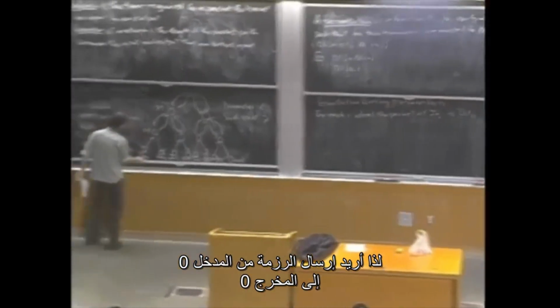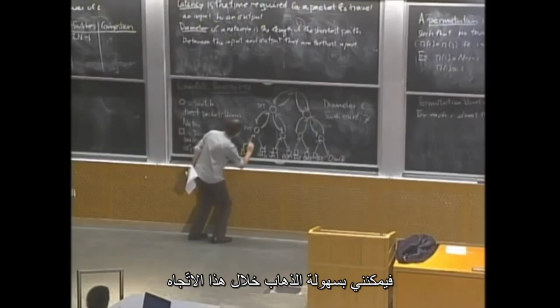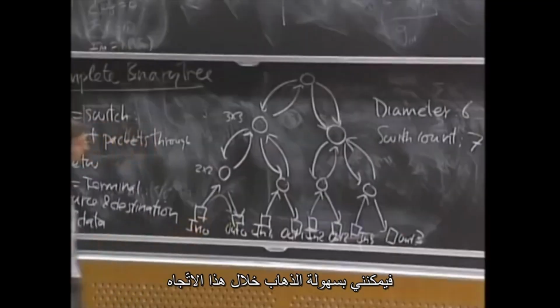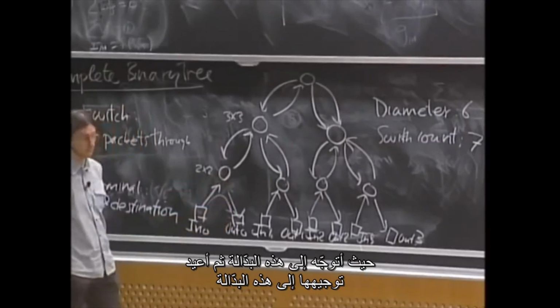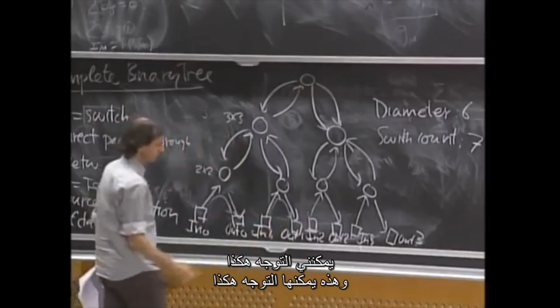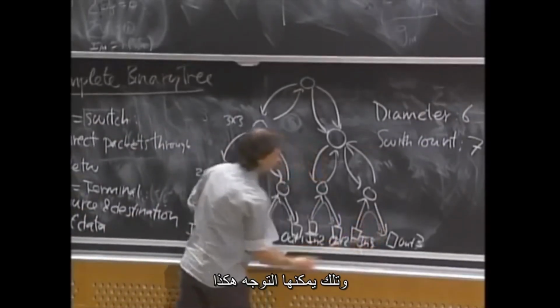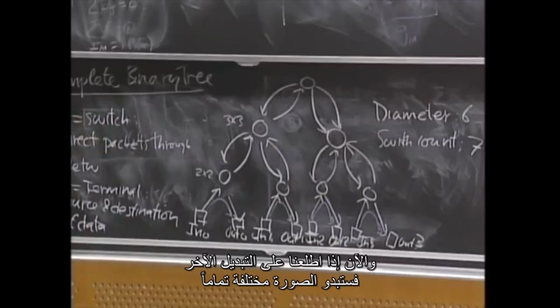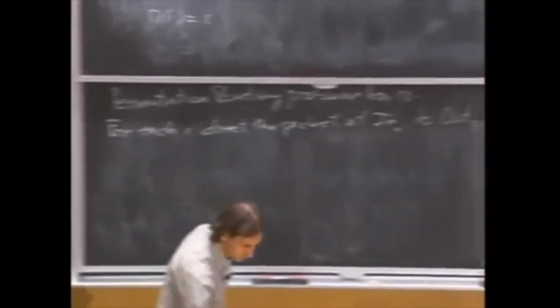I want to send a packet from input 0 to output 0. So I can simply go in this direction. I just go towards this switch and it gets routed back to this one. I can go like this, and this one can go like this, and this one goes like that. Now if you look at the other permutation, the picture looks very different.